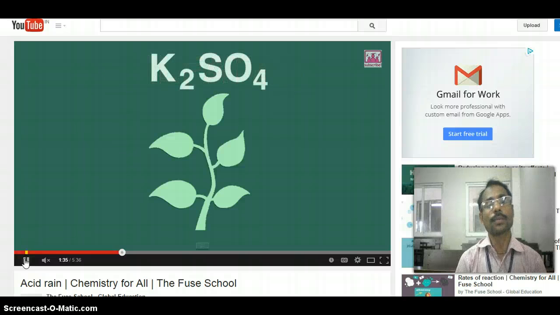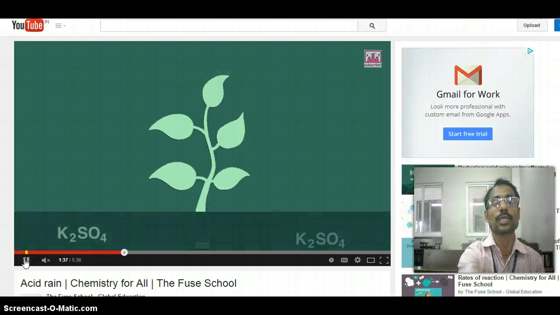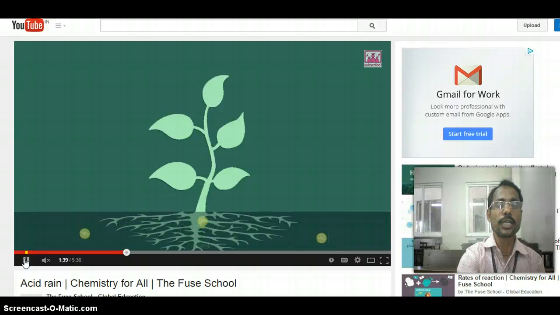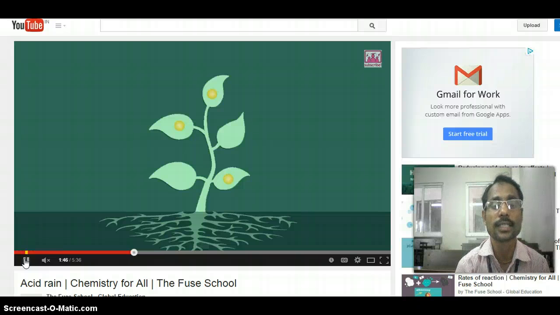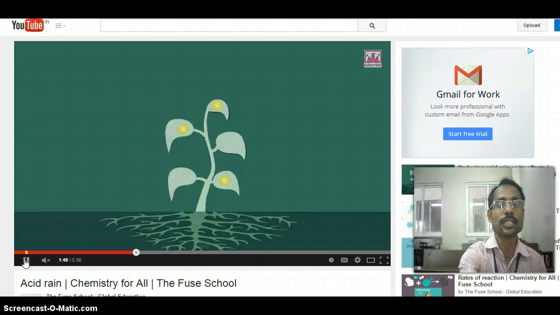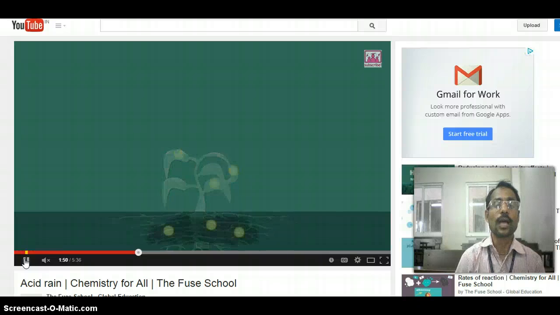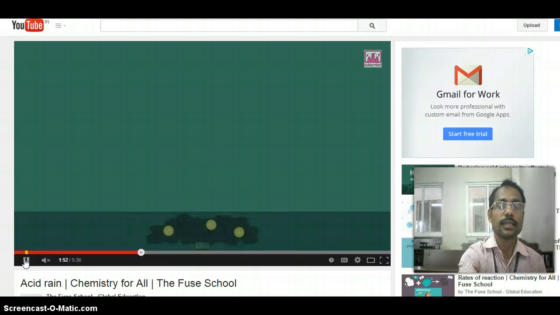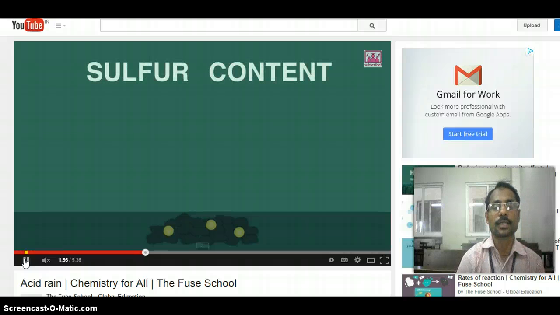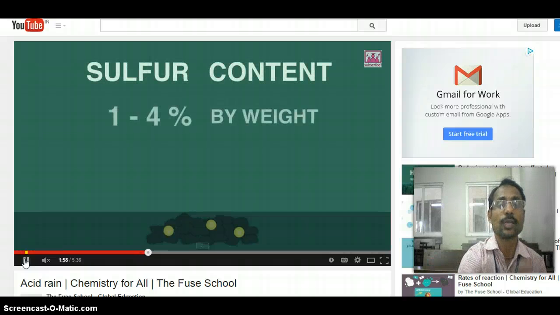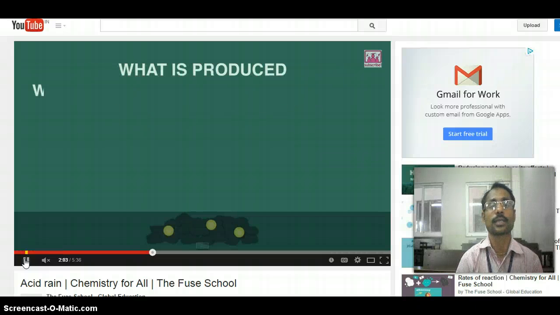Normally, what happens, you can have a glance towards this. The soil contains minerals like potassium sulfate and other sulfates, including other minerals, so it contains sulfur. When a tree dies, it remains in the soil along with the sulfur present in it. After some years, that is called fossil fuel, and this sulfur content is nearly 1 to 4% by weight.